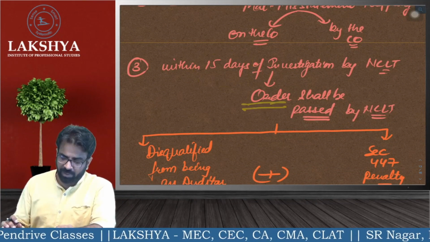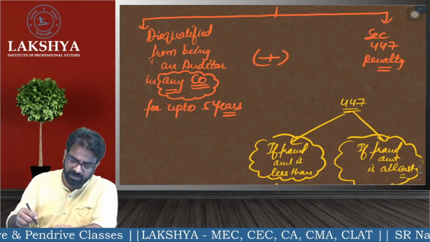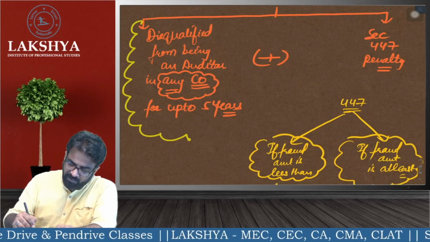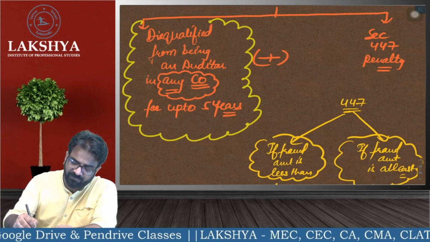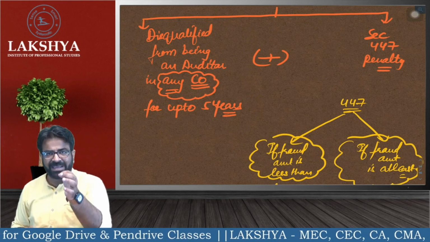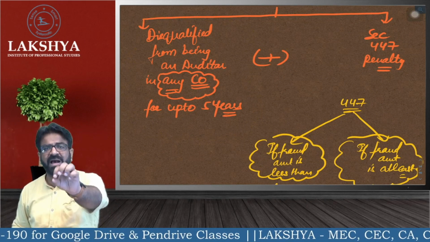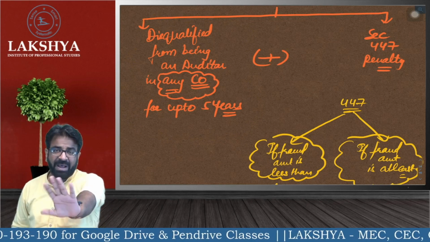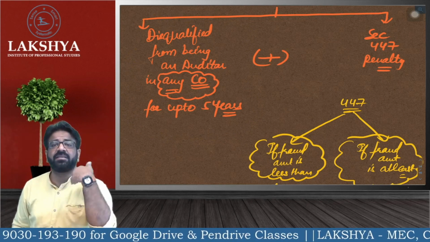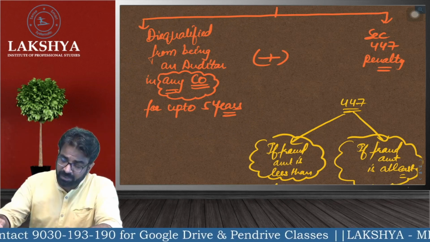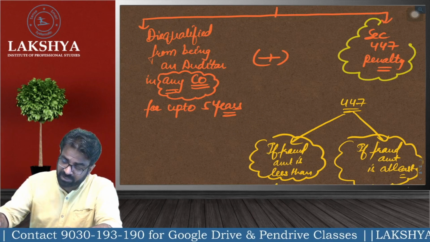What will be passed? Order will be passed. The order has 2 punishments. Punishment number 1, this particular auditor will be disqualified from being an auditor in any company up to 5 years. 5 साल तक का बैन लग सकता है. 5 साल एग्जैक्टली नहीं, 5 साल तक का बैन लग सकता है. And you will be penalized under section 447.